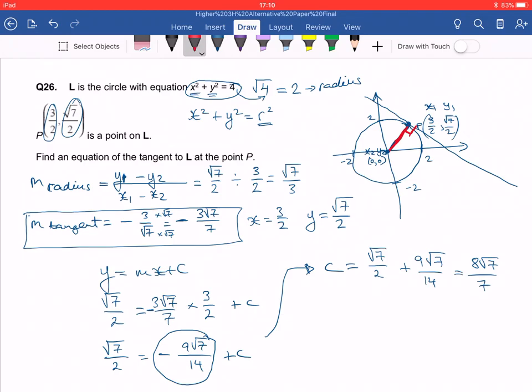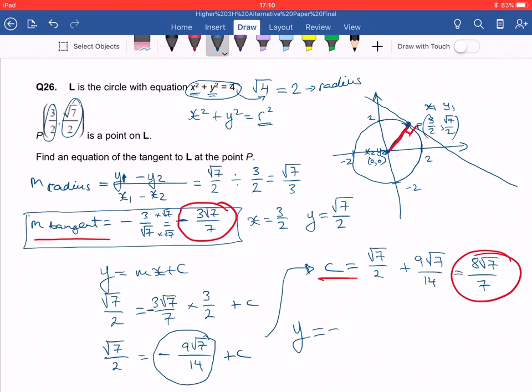So I've got my m, I've got my c. All I have to do now is put them in the equation, which has to be in the form y equals mx plus c. So y is equal to m, which I now know is minus 3 root 7 over 7, x, obviously, and then plus the c, which we worked out as 8 root 7 over 7.